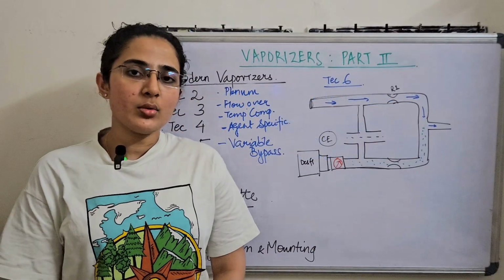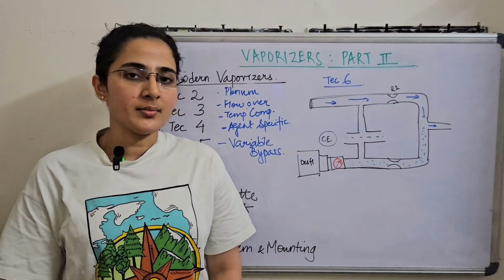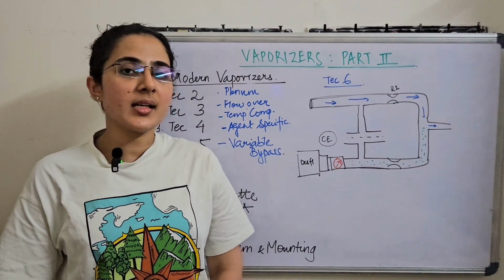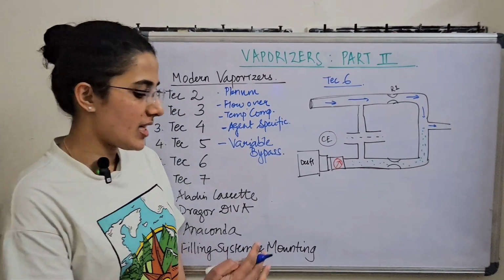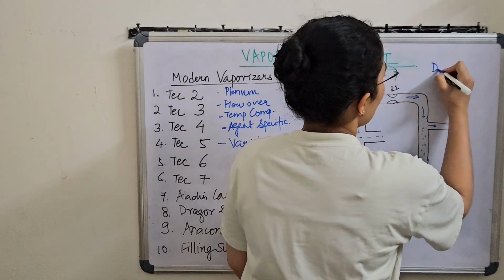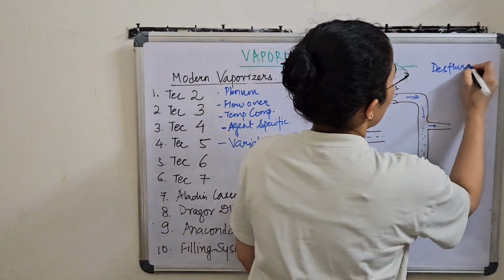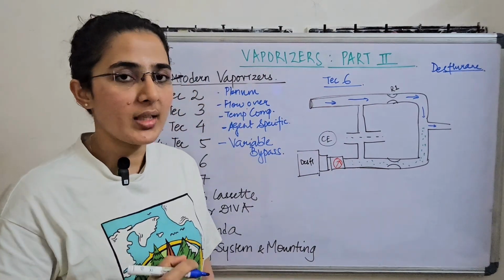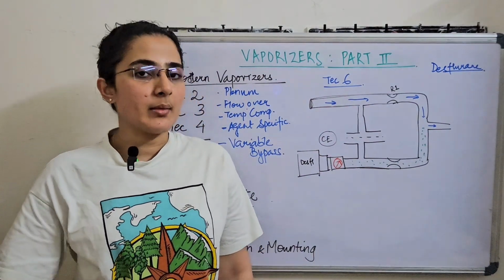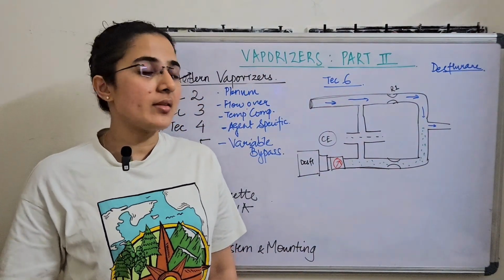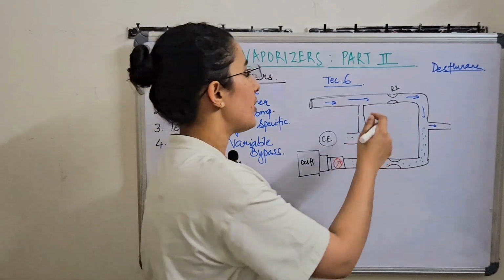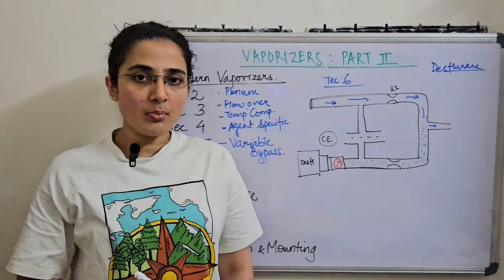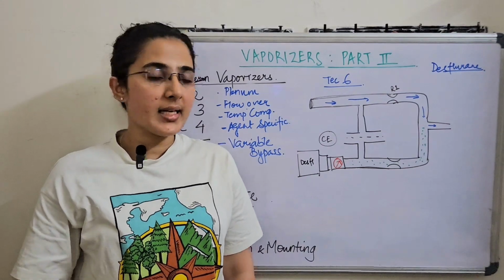So next we come to the Tec 6 vaporizer. This is a special type of vaporizer which is designed for a specific agent, that is desflurane. Tec 6 is also a plenum type of vaporizer. It has a variable bypass. It is agent specific, that is, it has been prepared only for desflurane, and it is temperature compensated by supplied heat.